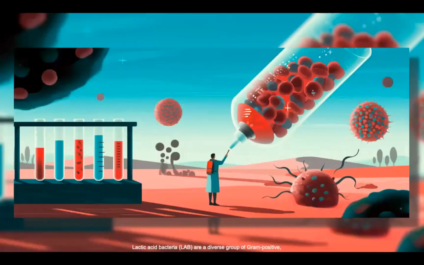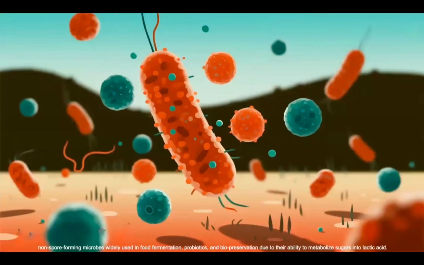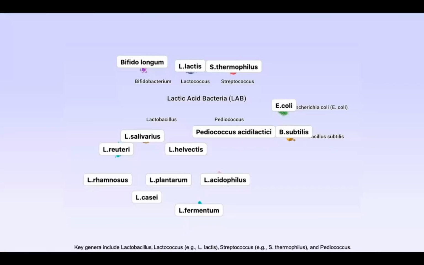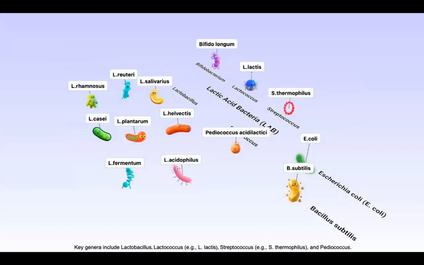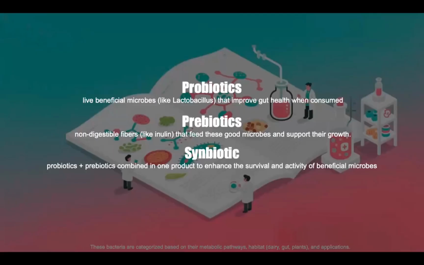Lactic acid bacteria are a diverse group of gram-positive non-spore-forming microbes widely used in food fermentation, probiotics, and biopreservation due to their ability to metabolize sugars into lactic acid. Key genera include Lactobacillus, Lactococcus, Streptococcus, and Pediococcus. These bacteria are categorized based on their metabolic pathways, habitats, and applications.